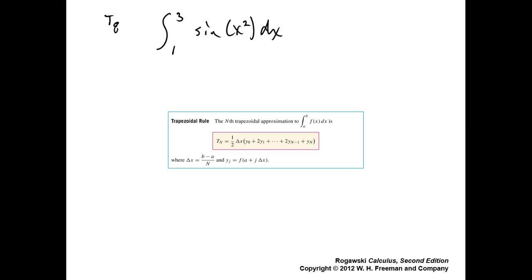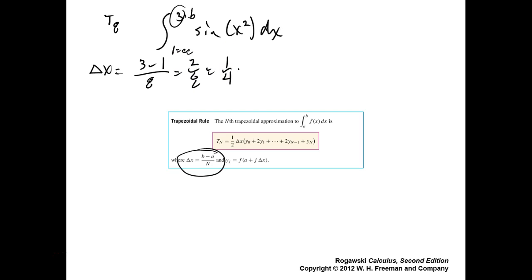Now, where would you begin? Let's start down here. Your delta x is, and that's going to represent your dx here, the delta x is b minus a over n. Well, what should b be in this case? 3. That's your b. What's your a? That'd be 1. So your delta x is going to be 3 minus 1 over n, which was 8. It's going to be 2 over 8, which is going to be 1 quarter. 1 quarter of a unit is going to be your increment.